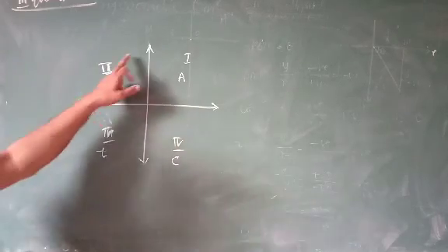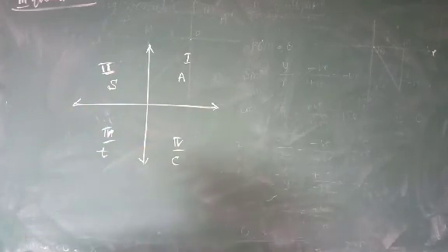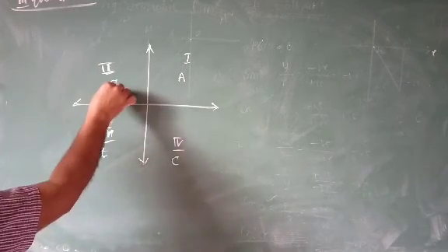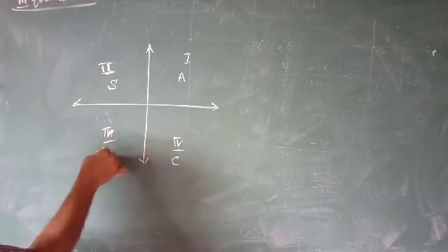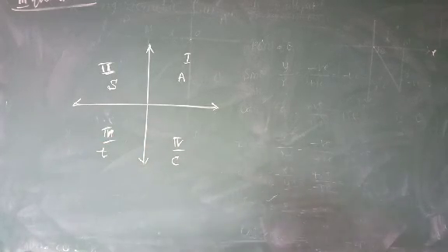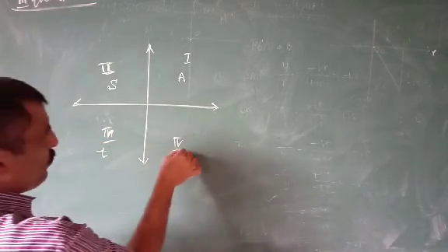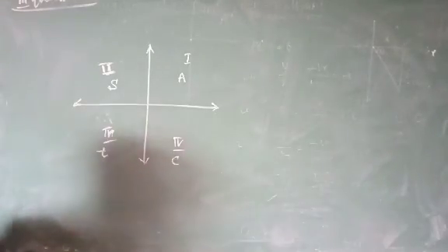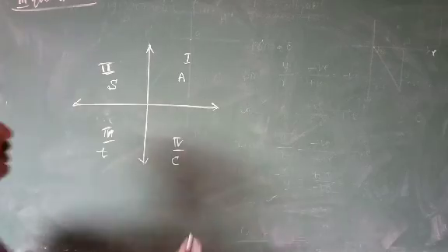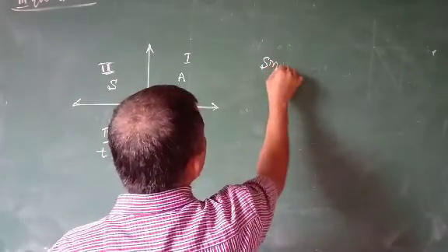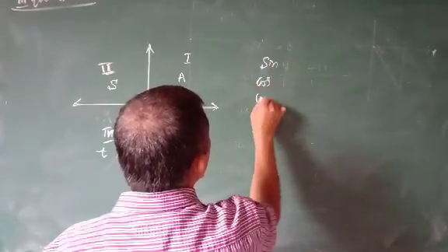Quadrant-wise signs of the trigonometric functions: in the first quadrant, all trigonometric functions are positive. If sin is positive, its reciprocal cosecant theta is positive. In the third quadrant, tan is positive, so its reciprocal cot theta is positive. In the fourth quadrant, cos is positive, so its reciprocal secant theta is positive. So we have sin theta, cos theta, tan theta.